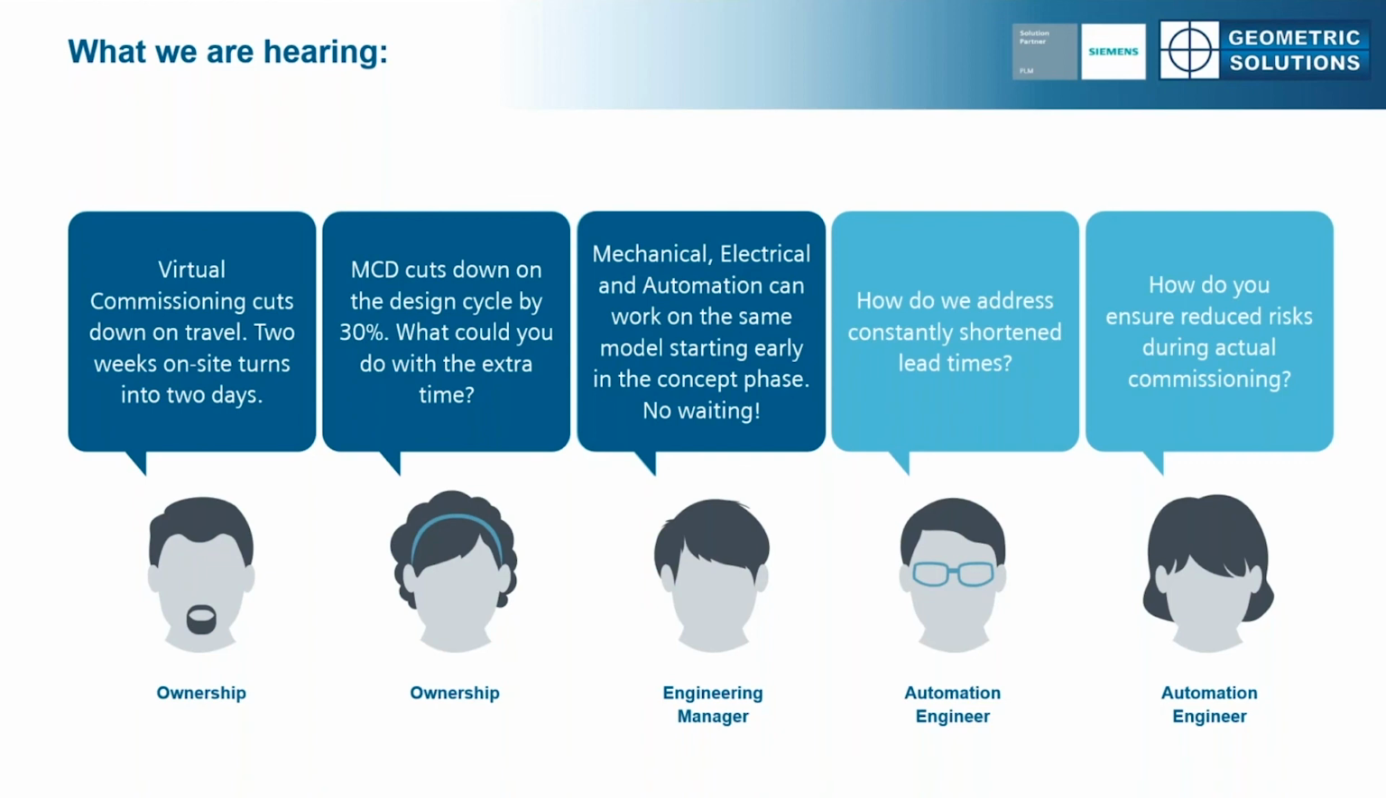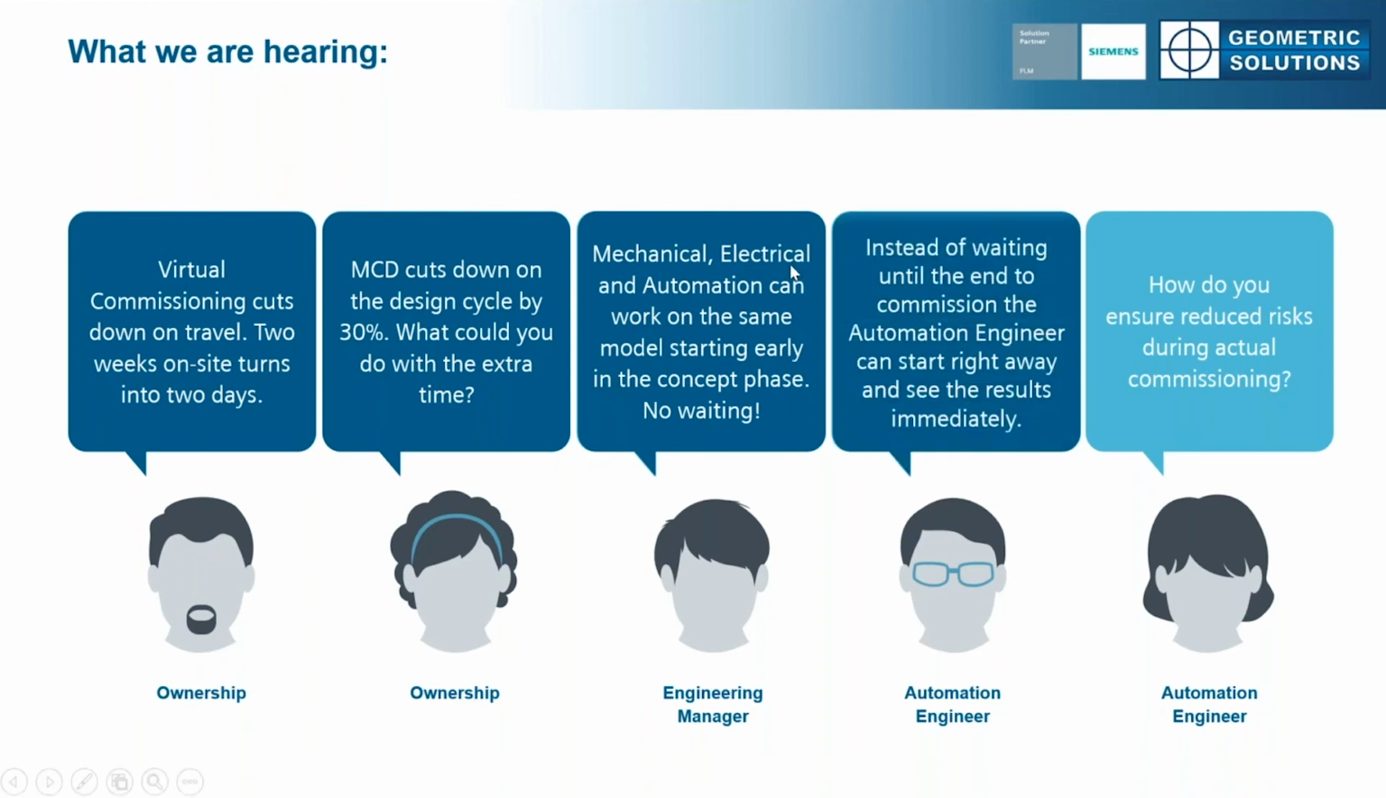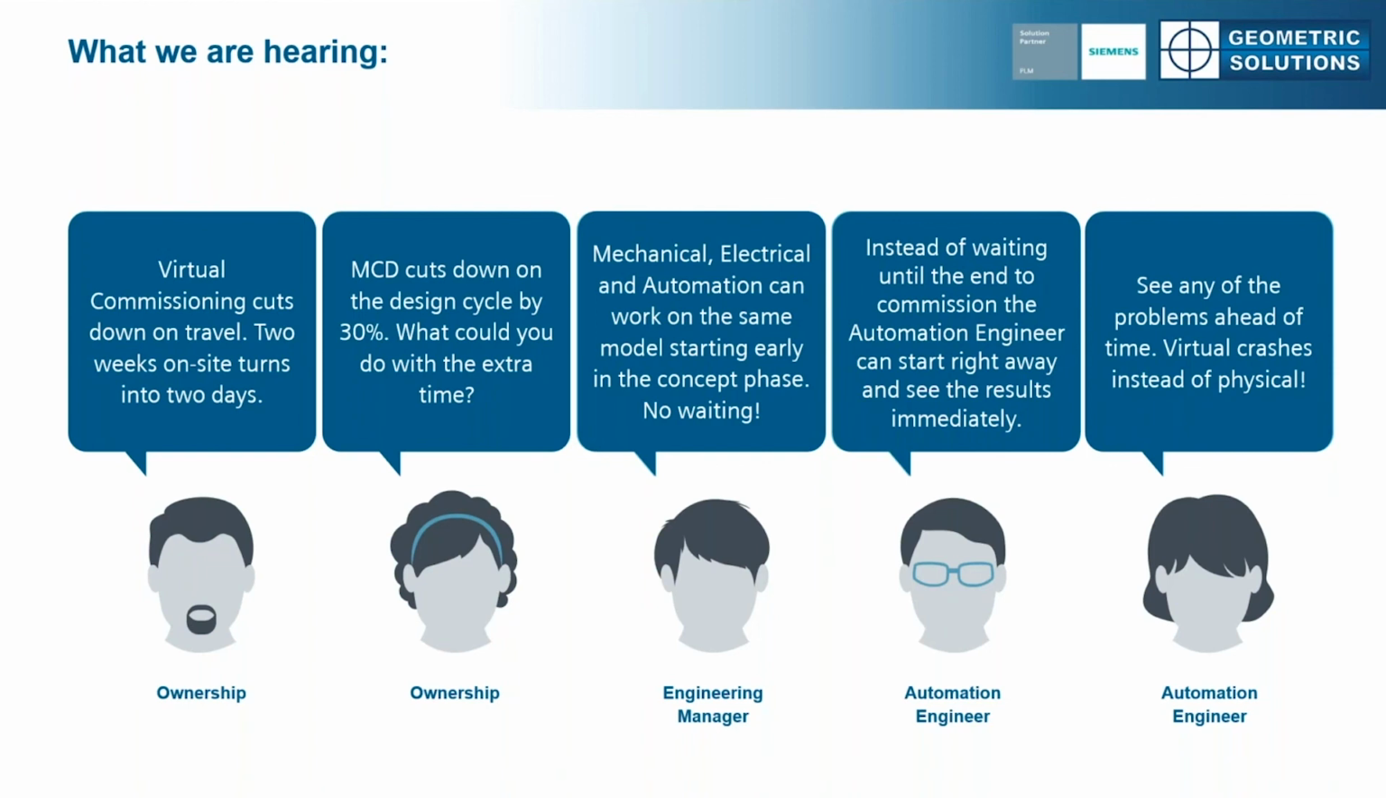And then for the automation engineer, these poor guys and gals, they just keep getting squeezed with their timelines. How does it help? Well, instead of waiting until the machine is completely built or just about built, you can start writing your program and then see the results right away. Or the risk. Instead of having real risks, real failures with actual commissioning, virtual commissioning. You can have all of the virtual crashes that you want, and it doesn't cost a thing.